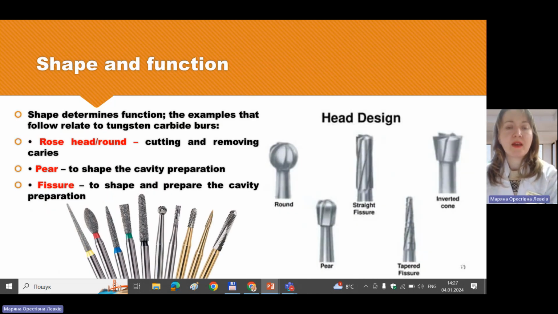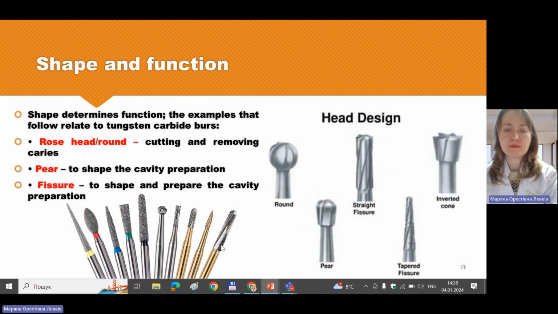Shape and function. Shape determines function. The examples that follow relate to tungsten carbide burrs. So we have the round or rose head. It is used to cut and remove tooth decay. Pear-shaped over here, to shape the cavity preparation. Fissure, to shape and prepare the cavity preparation. Straight fissure, and tapered fissure can be used for polishing. Inverted cone is used to shape the floor of the caries cavity. Straight fissure to shape walls of the cavity preparation. At the same time, it can shape the floor of the caries cavity as well. So floor and walls shaping, inverted cone floor shaping, make it straight.